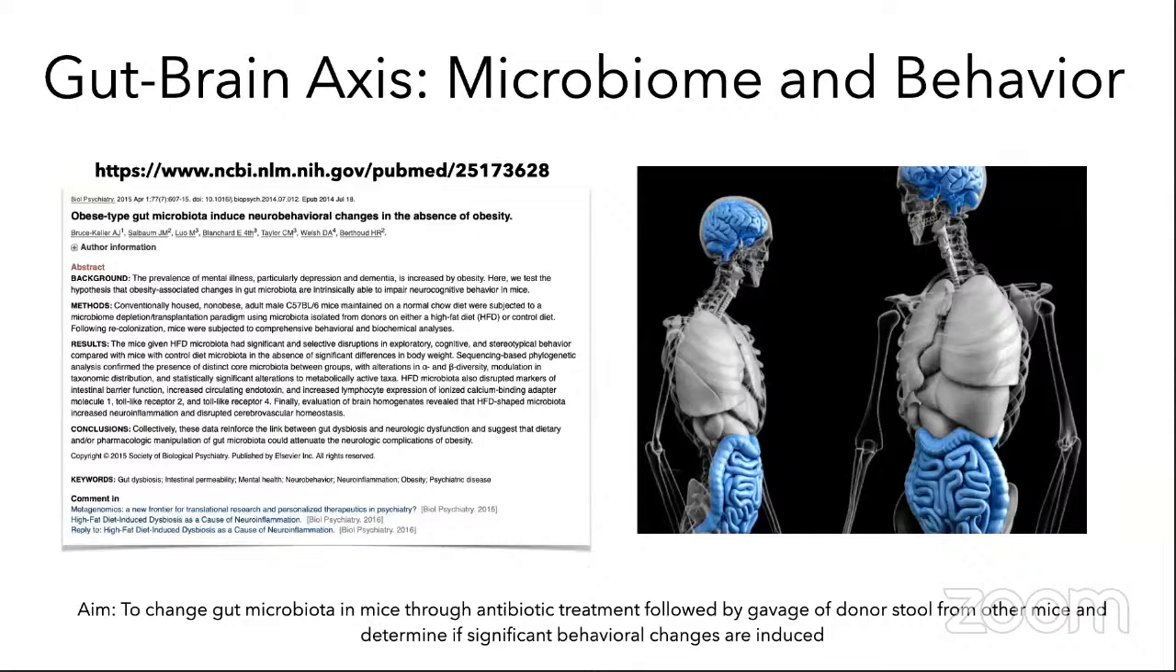Now, another fascinating relationship in the microbiome is that it has such a profound effect on the way that we behave, our levels of anxiety, and other types of seemingly improbable relationships between the gut and the brain. So this is commonly referred to as the gut-brain axis. And in this project, they looked at the change in the gut microbiota in mice through antibiotic treatment, followed by gavage of donor stool from other mice, and to determine if significant behavioral changes are induced.